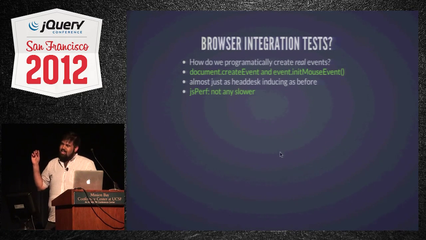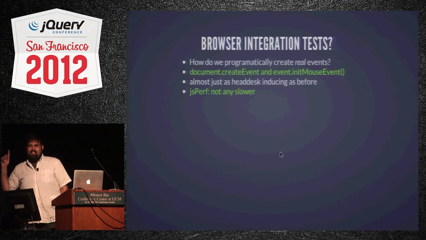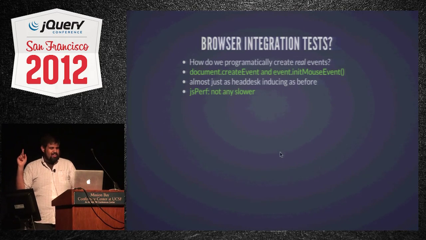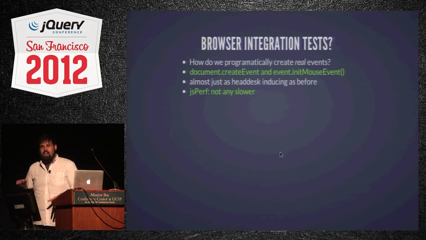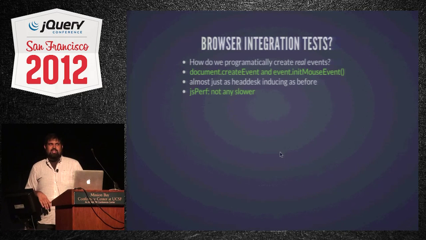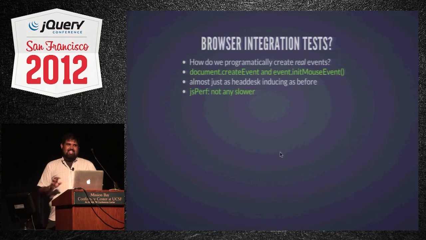Because initMouseEvent, I think, takes 14 different parameters, and half of them are Boolean, and I have no memory of what they all do, and I've very often attempted and gotten all of them very, very wrong. So realistically, it's not something that I think I would be able to successfully use regularly. Also, I actually made a JSPerf to compare using real browser events with these jQuery triggered events, and realistically the difference is not that much at all.